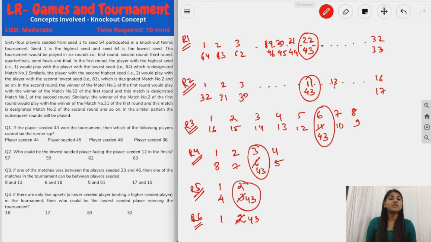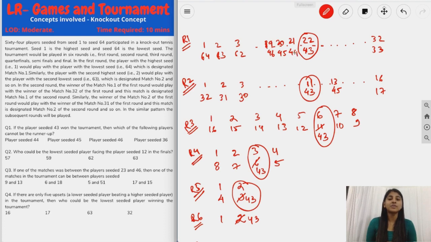Now instead of 20, suppose 45 has taken this place. Then in the next round, 45 will beat 13 and take 13's place. In the next round, 45 will beat 4 and take 4's place. In the next round, 45 can beat 1 and take 1's place. That is how 45 can reach the finals. So 45 can reach. We have to find the one who cannot.